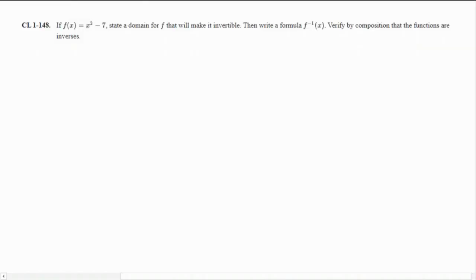Here we're talking about inverses and domain restrictions to make it invertible. A couple of things that you need to know for this question. Invertible means that the inverse of a function would also be a function. So if you think about this, it's a parabola here, and what I know about graphing, right? It's got a k value of -7, so it's something like this.